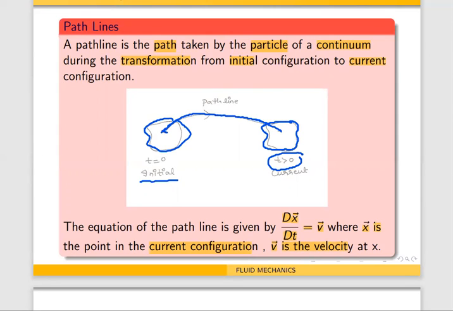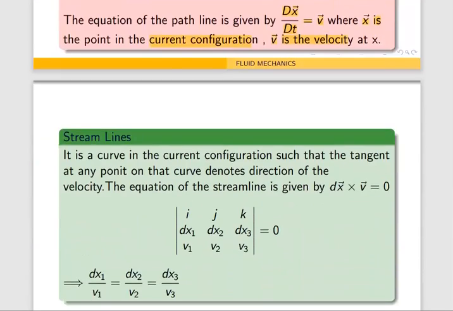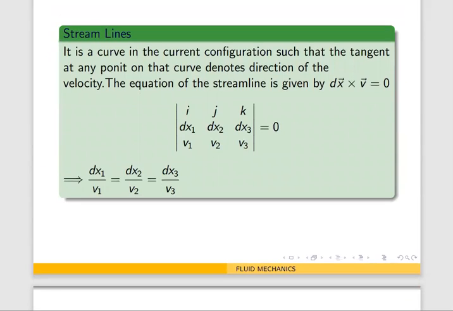Let us see what is streamline. Streamline is a curve in the current configuration such that the tangent at any point on that curve denotes the direction of velocity. And the equation of streamline is given by dx cross v equal to 0.